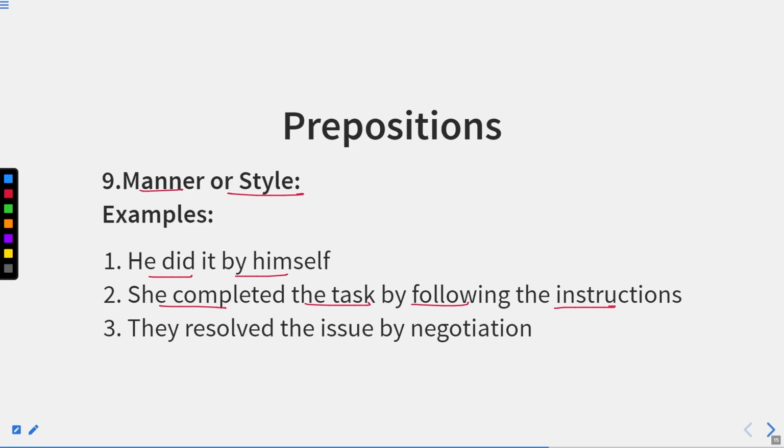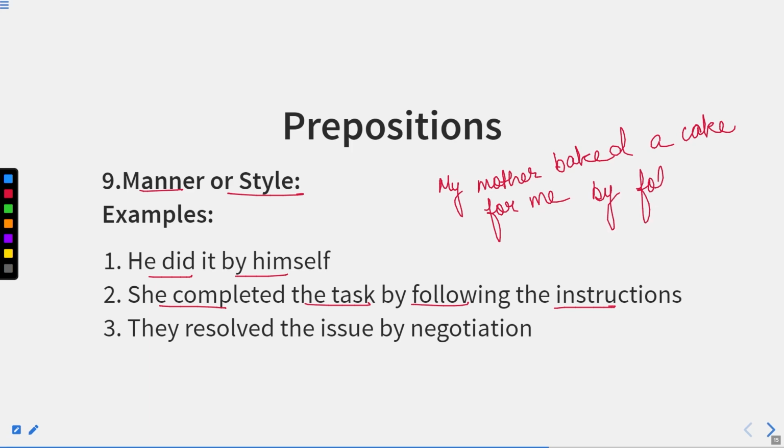For example, my mother baked a cake for me by following the tricks given by the chef. So how did she prepare it?